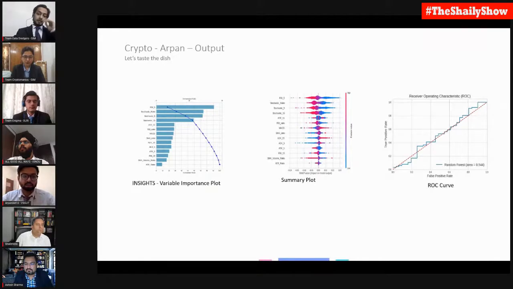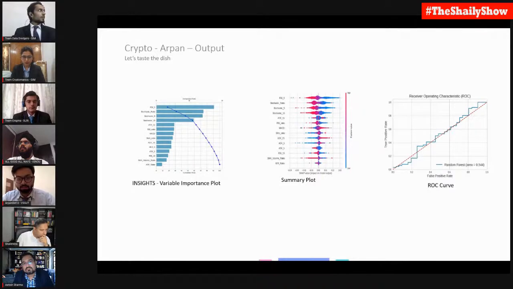So you can see this. These are the plots that I took. The first one is the variable importance. I'm not sure if you're able to see this clearly, but the first one is the RSI index, and then the stochastic oscillators. These two technical indicators gave me the maximum importance for my predictions. This was my variable importance plot.